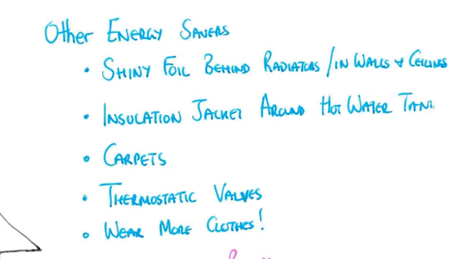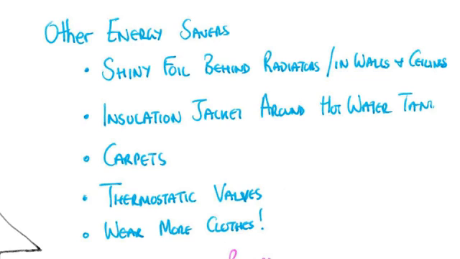Other energy saving devices you can use: you put shiny foil behind the radiator or in the walls or ceilings. That will reflect infrared radiation back into the room. An insulation jacket around the hot water tank. You probably find you've got a big plastic foam thing around your hot water tank at home. Carpets stop heat escaping by conduction through the floor.